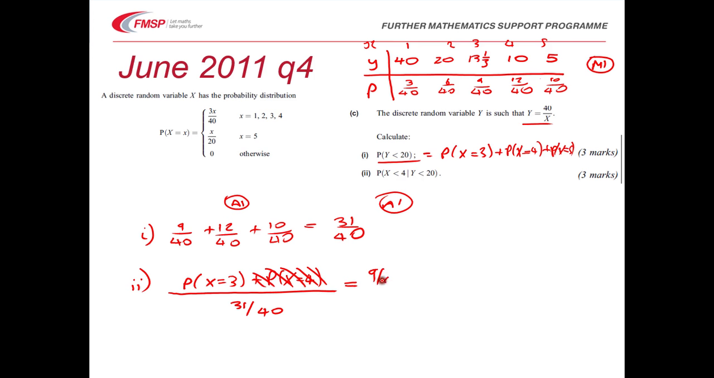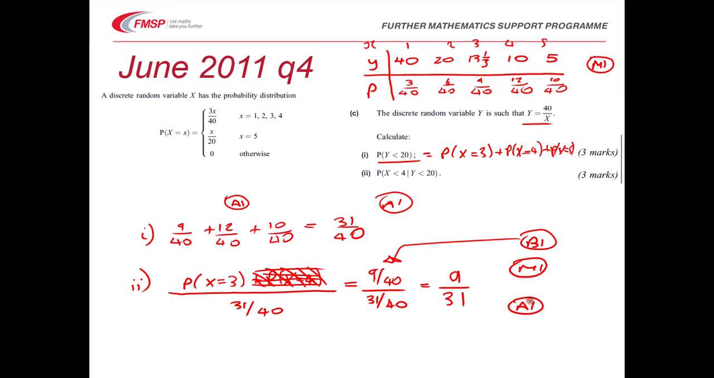So that's 9 out of 40 divided by 31 out of 40. So that's going to simplify to 9 over 31. Okay, and that's what's required. So we're going to get a B1 mark for recognising that you're dealing with 9 over 40. You're then going to get a method mark for setting up the fraction correctly, and then an accuracy mark for 9 over 31.